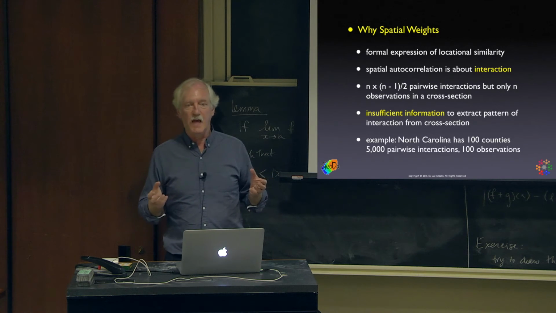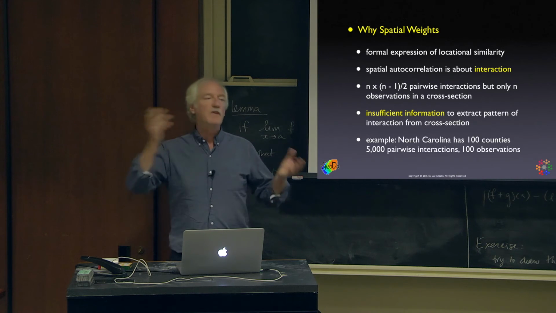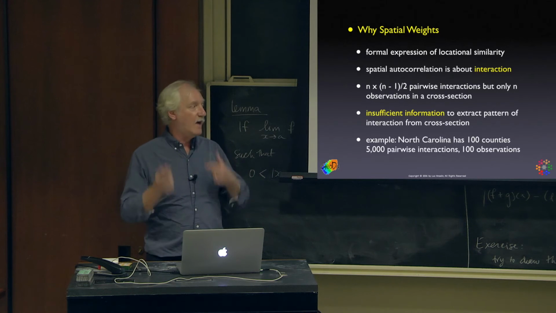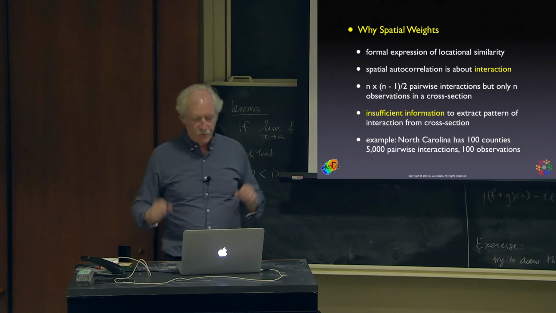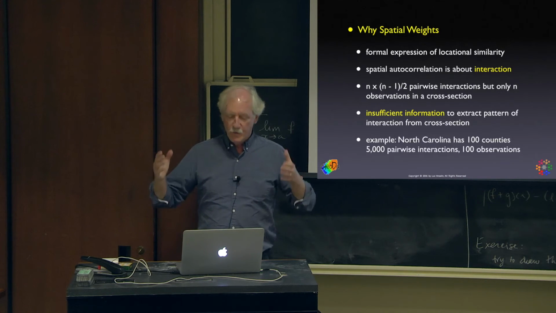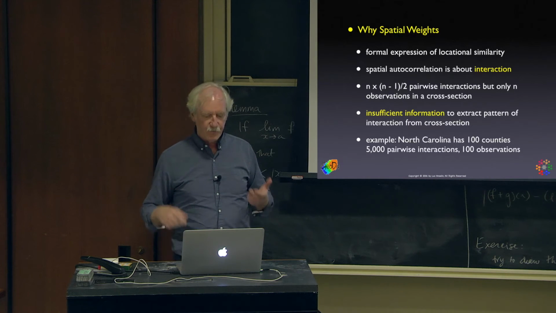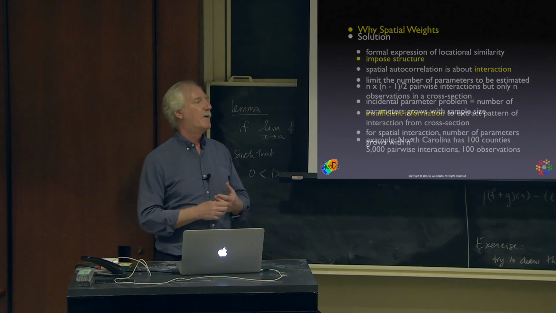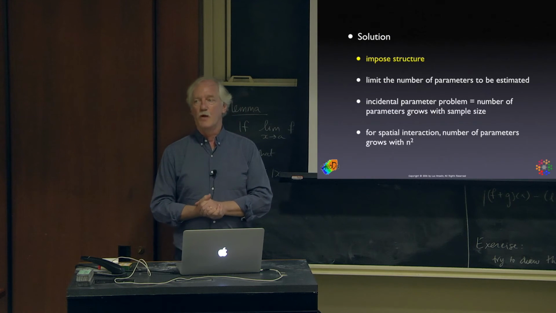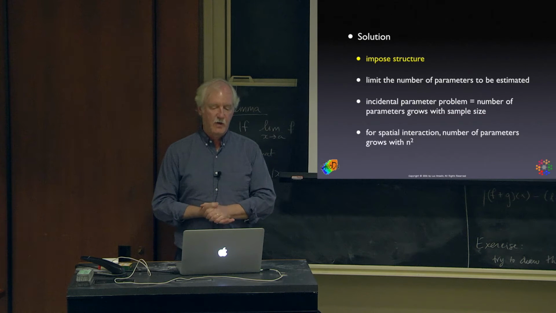But you can't win this game, because as n becomes larger, n squared becomes even larger, right? So you don't gain by having a larger data set. In fact, it gets worse, right? So that doesn't work. So what do we have to do? As I mentioned before, we have to simplify the problem, right? And we simplify the problem by imposing structure and by limiting the number of parameters, by limiting the interaction.